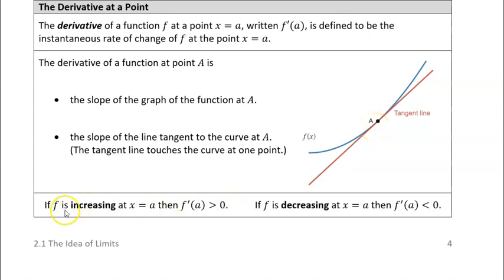All right, and if that function is increasing, the slope is going to be positive, and so the derivative is positive. And if the function is decreasing, then the slope would be negative. Like in the case of the blood alcohol content, we had a negative instantaneous rate of change, and so if the function is decreasing, then the derivative is negative.